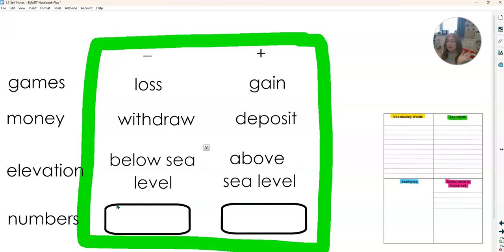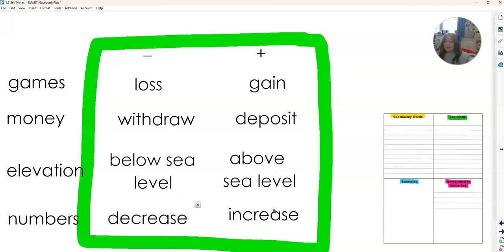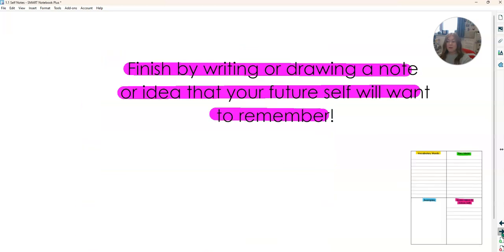And last, just a very generic word you might hear when we're talking about numbers: if things are going up, they are increasing. And if things are going down, they are decreasing. So make sure you have all of those words listed in your key ideas so you can help remember those. And last of all, finish and write or draw yourself a note of something about positives and negatives that you think you are going to need to remember.